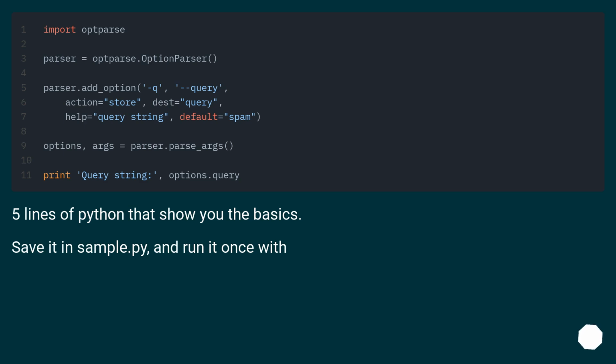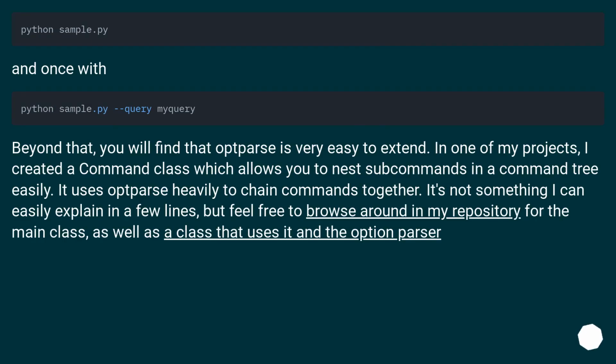Save it in sample.py, and run it once with. And once with. Beyond that, you will find that optparse is very easy to extend. In one of my projects, I created a command class which allows you to nest subcommands in a command tree easily. It uses optparse heavily to chain commands together. It's not something I can easily explain in a few lines, but feel free to browse around in my repository for the main class, as well as a class that uses it in the option parser.